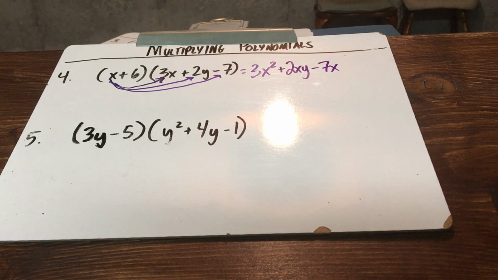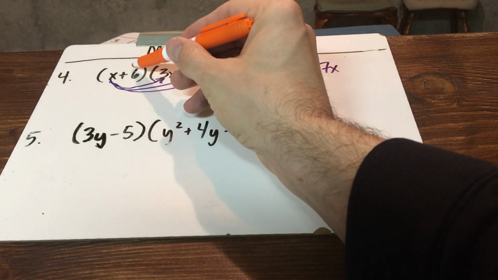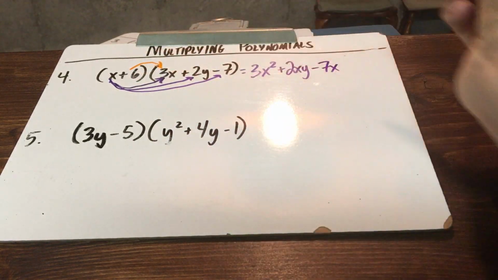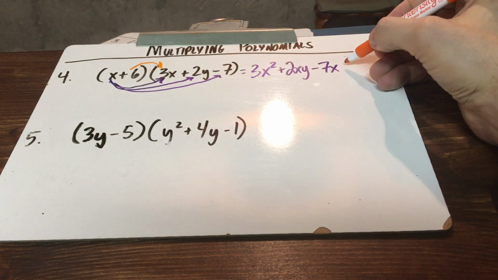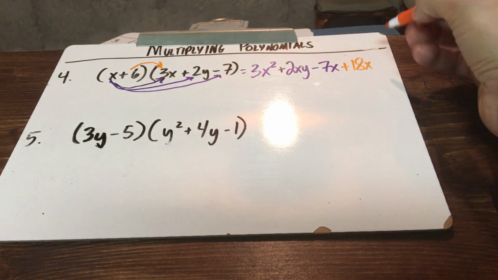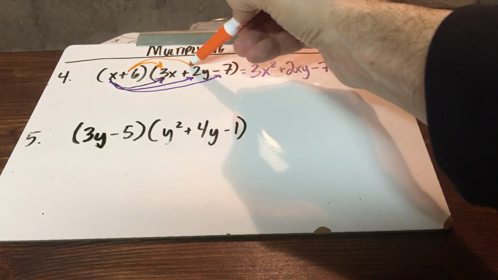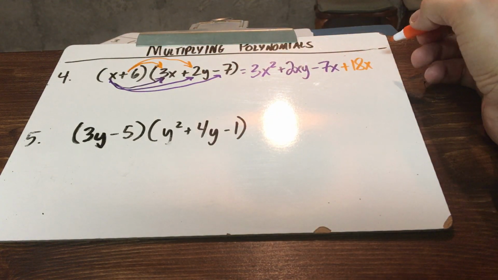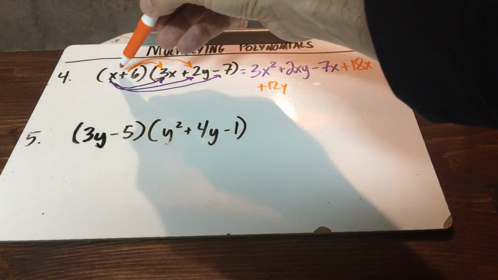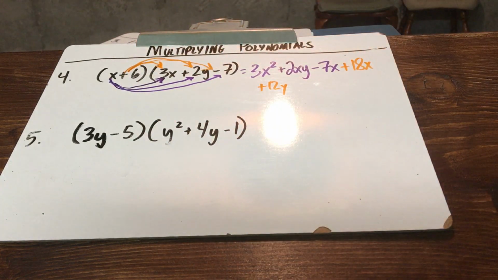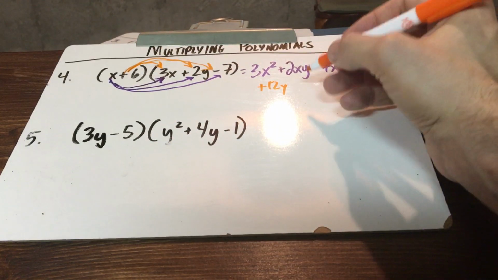And now I'm going to distribute this 6 to everything, and I'm going to put the arrows up above just so it's easier to see. Positive 6 times 3x, and I'm going to run out of space over here, but I'll make it work. Positive 6 times 2y, that's 12y. I'm just going to go down underneath. And then positive 6 times negative 7 is negative 42.